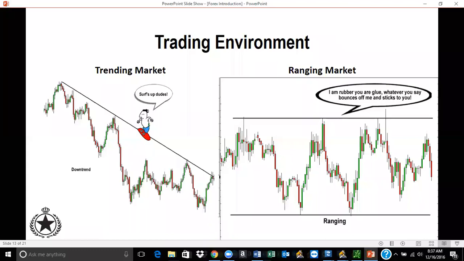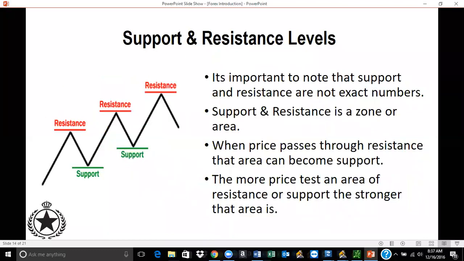Going back to the market sentiment, also very important. All right. Support and resistance. It's important to note that the support and resistance are not exact numbers. They're areas. Support and resistance are areas. So this is a particular support and resistance area. It's not a specific place, but it's an area.